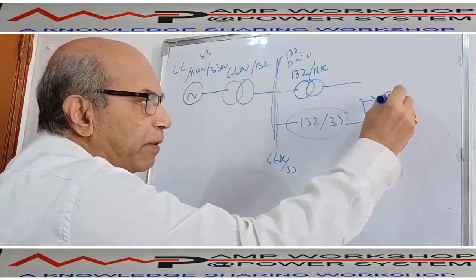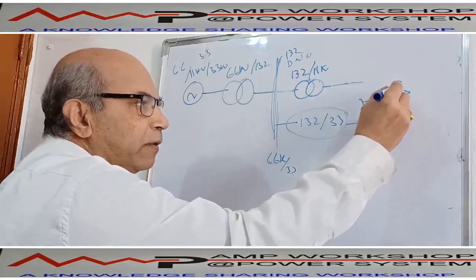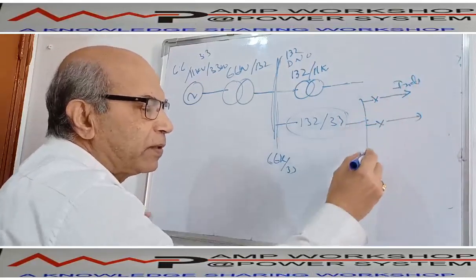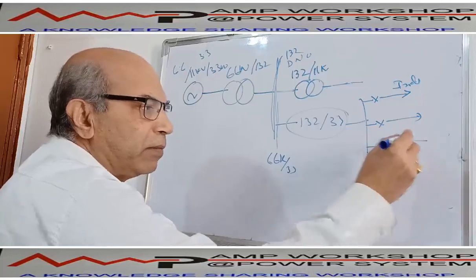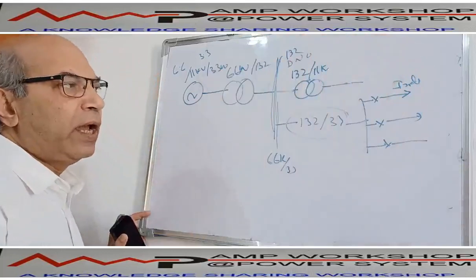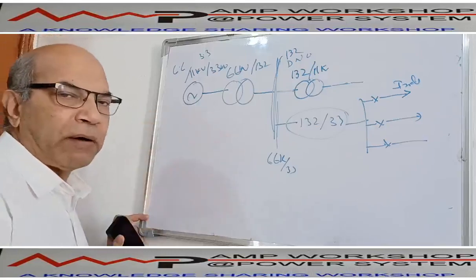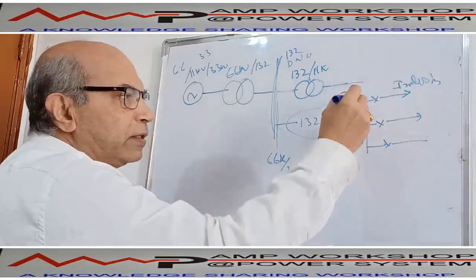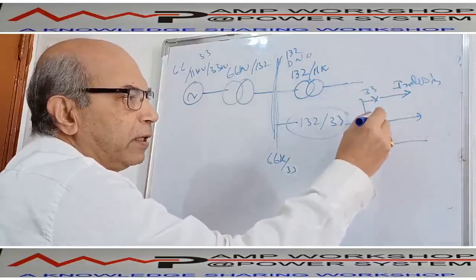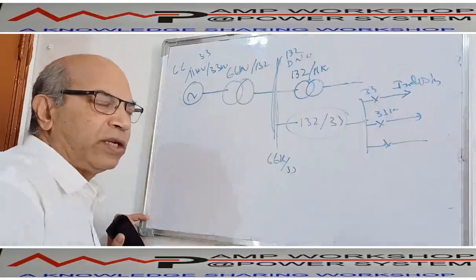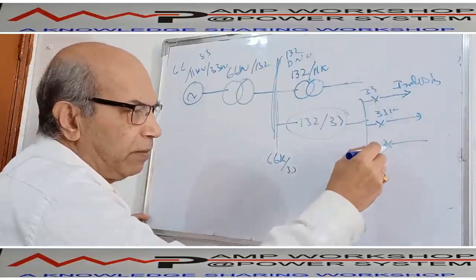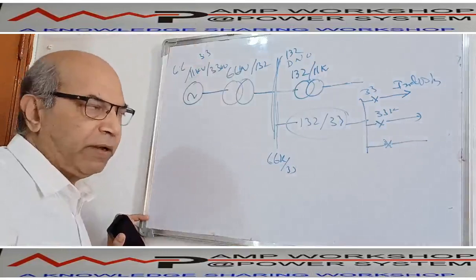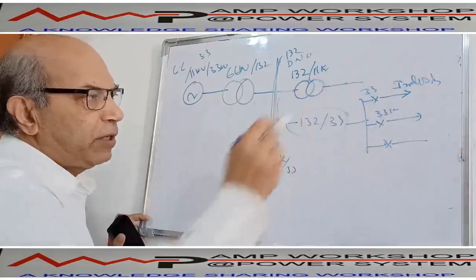Suppose this power is going to one industry, this power is going to some residential purpose, and this power is going to some local distribution for area lighting and area power supply. So this 33 kV feeder is going to an industry, this 33 kV feeder is going to maybe a huge residential complex, and this 33 kV feeder is going to some area electrification. So different distributions may take place.